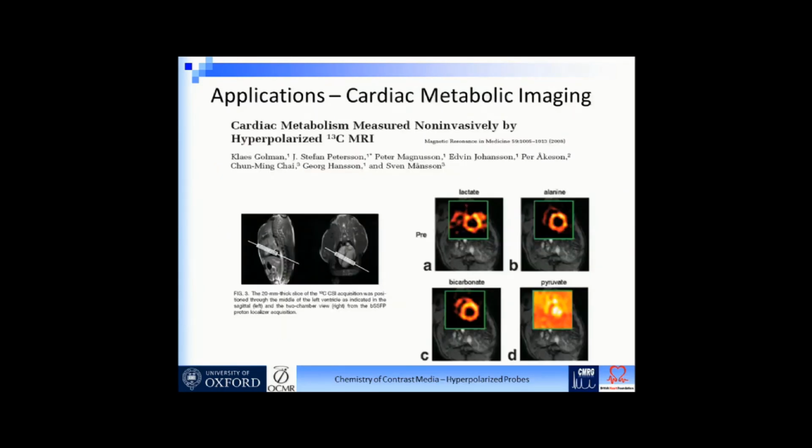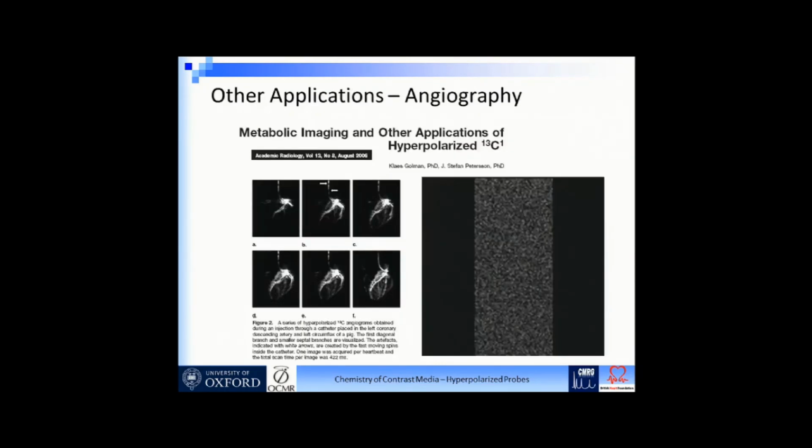Other applications, particularly from my focus, cardiac metabolic imaging, allowing you to look at metabolism within the ventricles of the tissue and see how that varies upon disease and how that varies with myocardial infarction and things like that. This is the original paper on that application from the Malmo group of Klaus Goldman and colleagues.